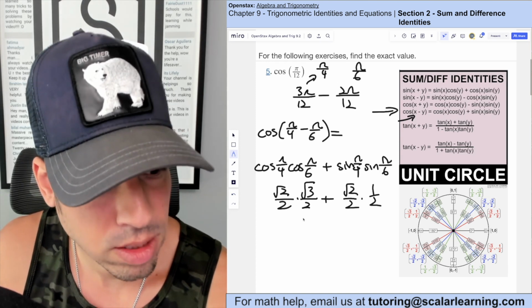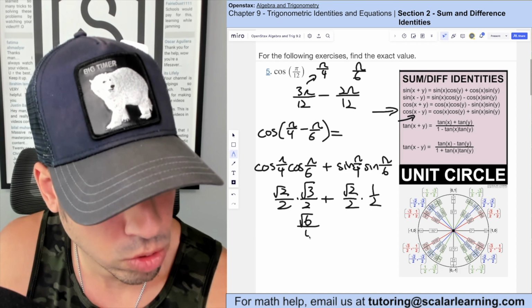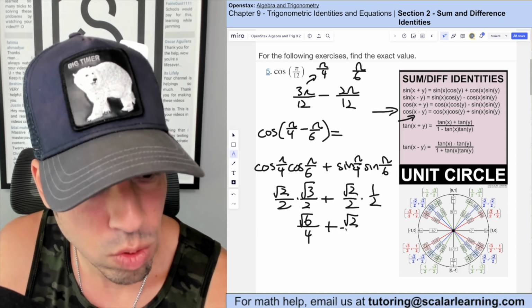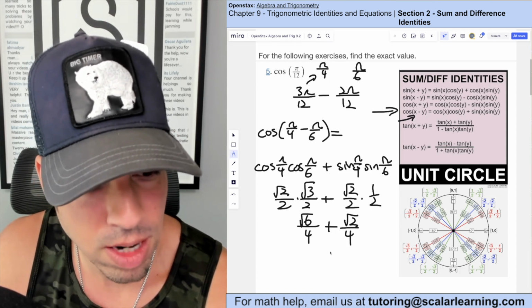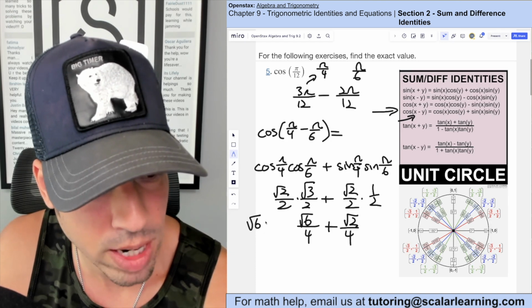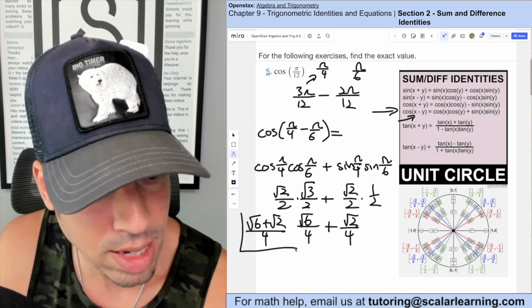So now on the left-hand side, we get rad 6, right? Rad 2 times rad 3 is rad 6 over 2 times 2, which is 4. Here we get rad 2 times 1, which is rad 2 over 4. And then we want to consolidate since they have a common denominator, but we can't combine those, right? It's going to stay separate. We just got rad 6 plus rad 2 over the common denominator of 4. That's how you do it.